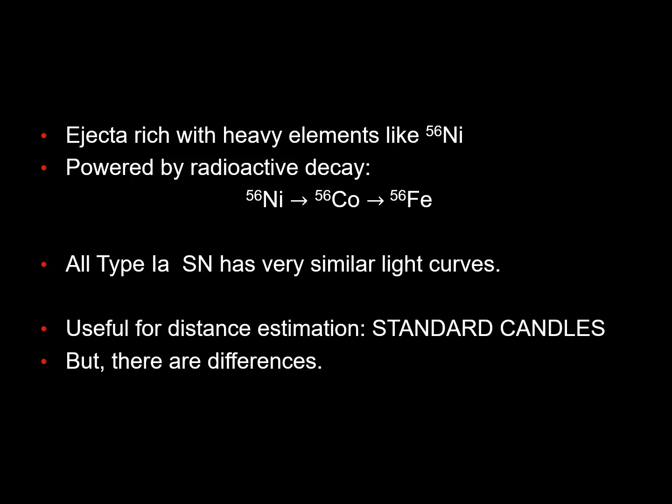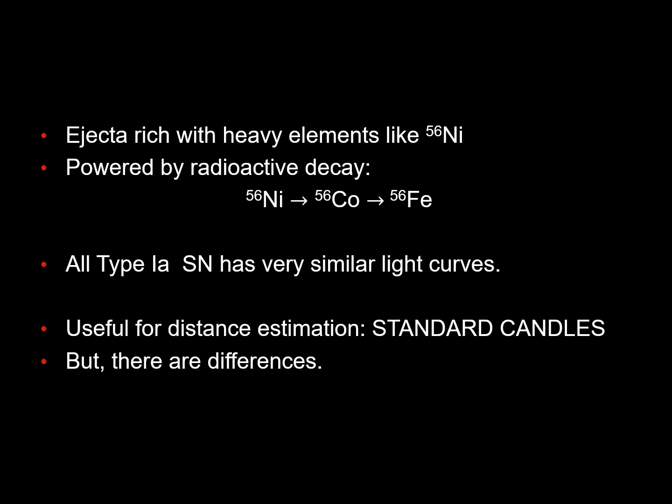The ejecta which the supernova explosion throws into the galaxy is very rich with heavy elements like nickel, and the luminosity of the supernova that is observed is basically powered by radioactive decay of nickel into cobalt and iron. If there was an absence of this radioactive decay, then adiabatic expansion during the explosion would have cooled down the debris to invisibility within a very short time, and we wouldn't have observed such a high luminosity.